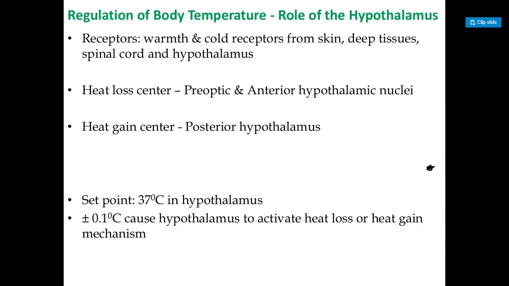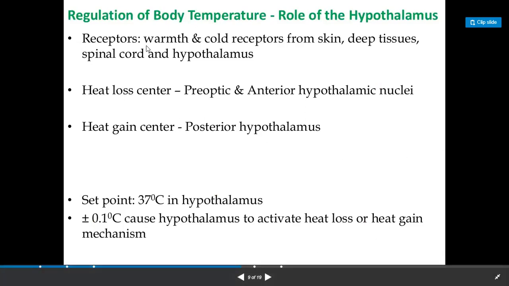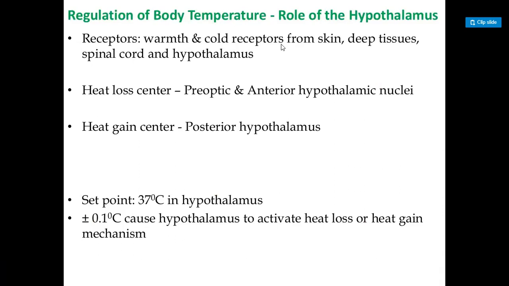So, regulation of body temperature, what is the role of the hypothalamus? So all of those things that we just explained now are initiated by the hypothalamus, because the hypothalamus has receptors, okay? So these receptors are warmth and cold receptors. They are able to dictate what happens. These receptors are found majorly in your skin. First of all, take note, the receptors are found in your skin. The warmth and the cold receptors are found in your skin. But they are able to send signals to the hypothalamus to tell the hypothalamus to either cause the release of thyroxine or to stop the release of thyroxine.